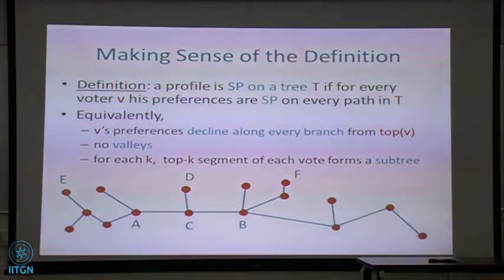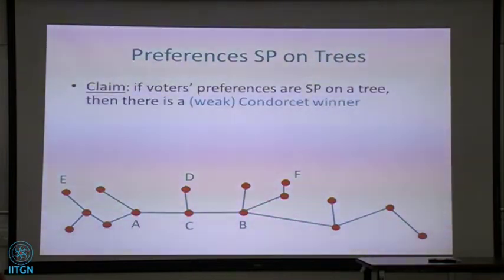So why are those good? Well, I claim that if voters' preferences are single-peaked on a tree, we can still have a Condorcet winner. Again, we are guaranteed a Condorcet winner if the number of voters is odd, and if it's even, we are not guaranteed a Condorcet winner, but we are still guaranteed a weak Condorcet winner. Why is that the case? Let me actually prove that.